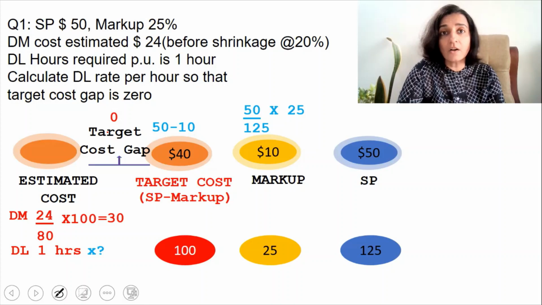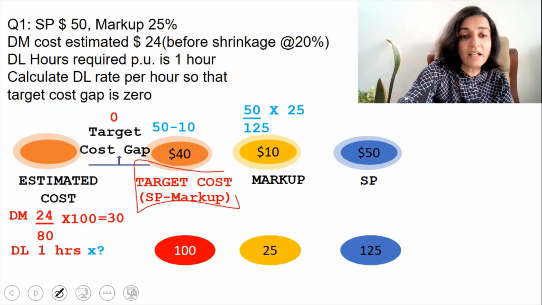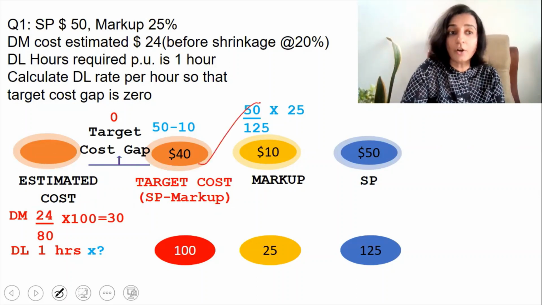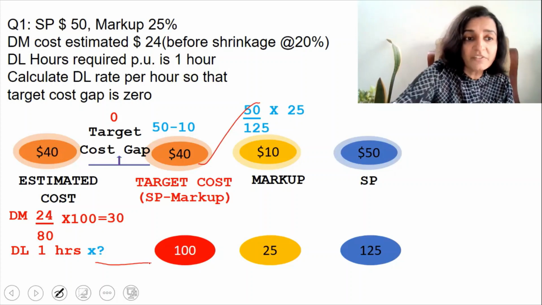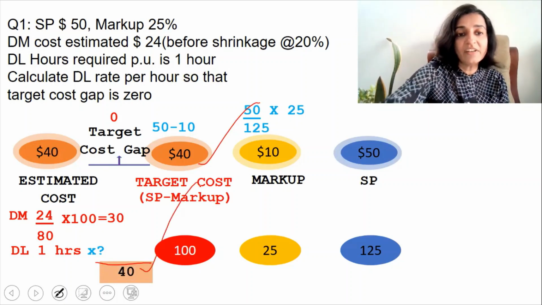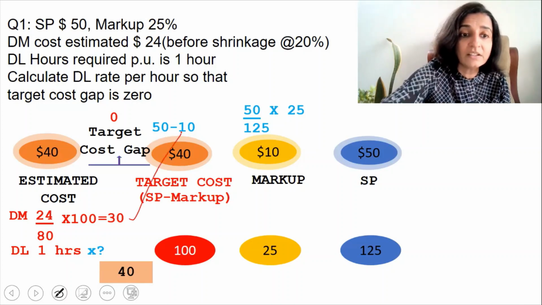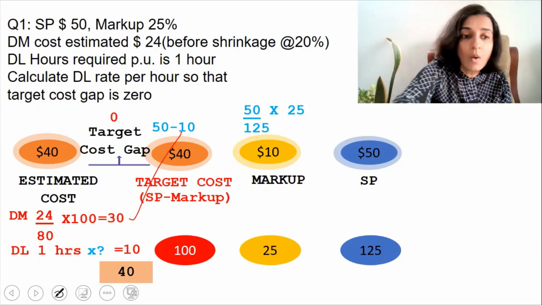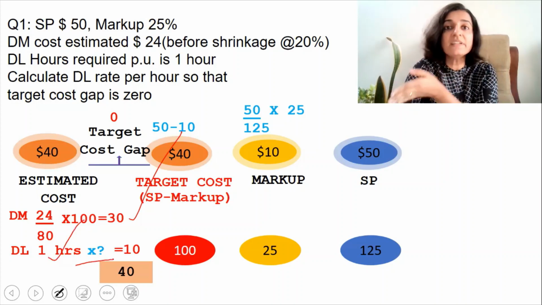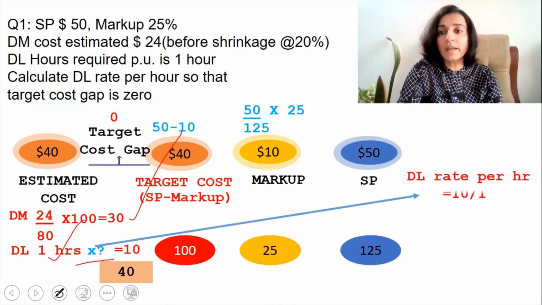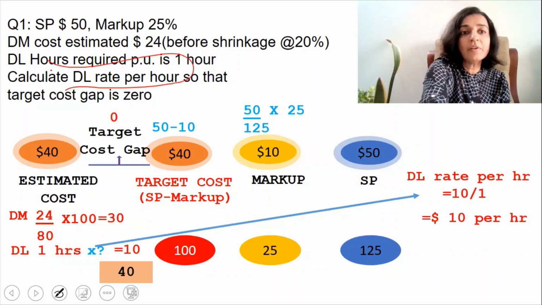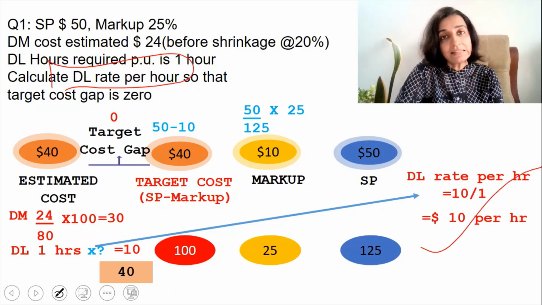Okay. So if the target cost gap is 0, it means that the target cost and the estimated cost will be same. So estimated cost will also be $40. So the total of the estimated cost is $40. So that is what I have indicated here. Out of which we already know that $30 is relating to direct material. So what is a balancing figure? Balancing figure is a direct labor cost, $10. So what is the rate per hour? 1 hour multiplied by dash is equal to 10. It is 10 divided by 1 or $10. That's the rate per hour. So that's the final answer. Direct labor rate per hour amounts to $10 per hour.